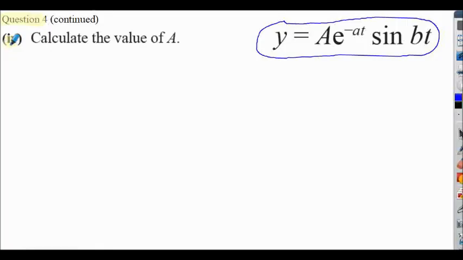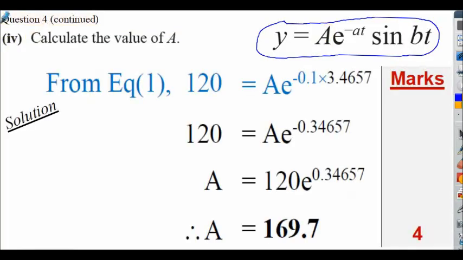Question 4, part 4. We've got to calculate the value of A. Solution shown on the following slide. Question 4 continued. This is the part 4 solution. Using equation 1 from the first method of generating the simultaneous equations, rearranging the equation, we find the value of A, 169.7.